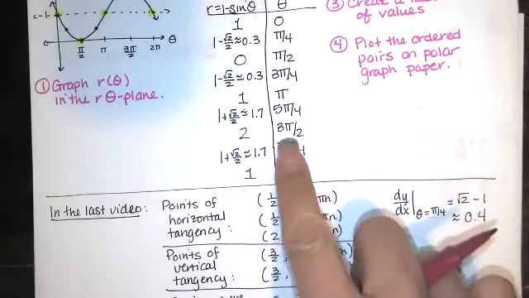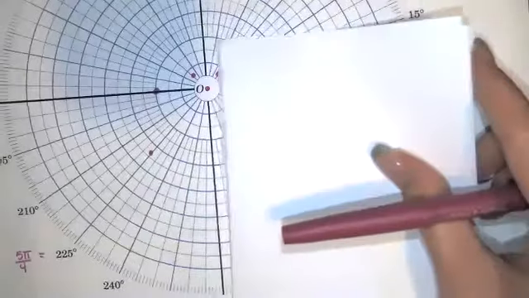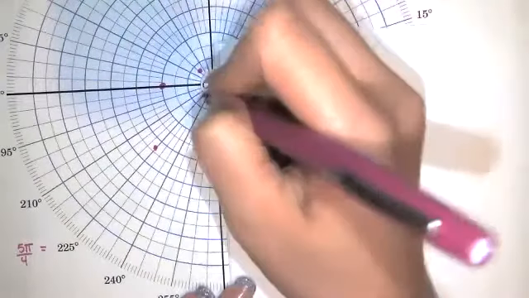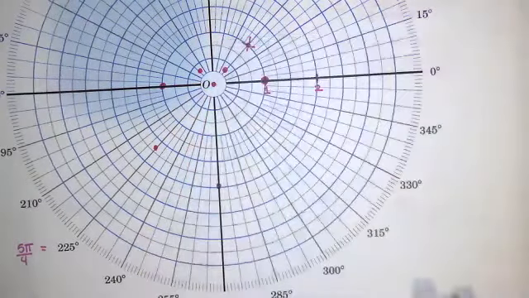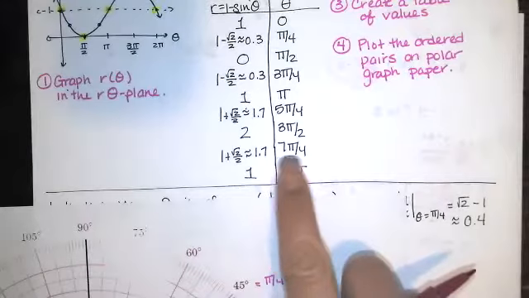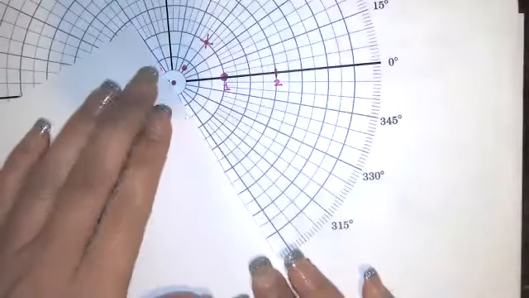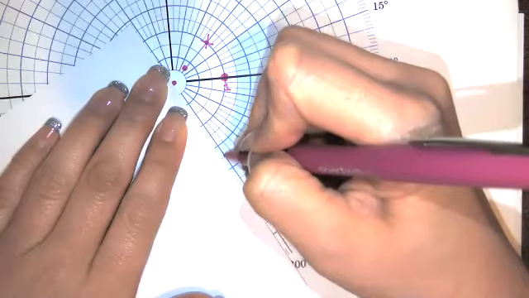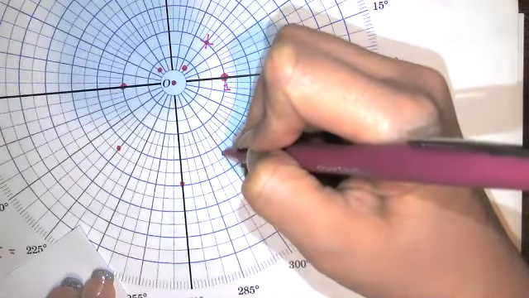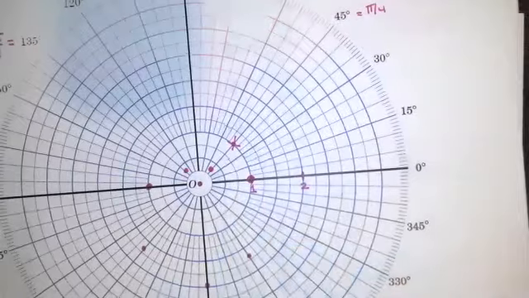Okay, and then at 3 pi over 2, r is 2. So we're on the 3 pi over 2 line, and we go 2 units out. So there's 1, there's 2. And then at 7 pi over 4, we go 1.7 units out. That's 1, that's 2, that's 1.75, so it's a little bit less than that. And then at 2 pi, we're back to 1, so we're right here.